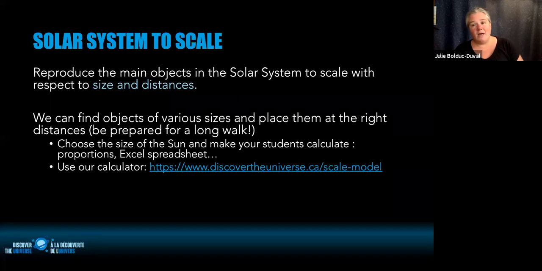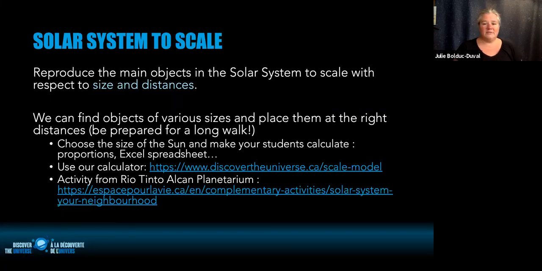If you don't want to do the math, we have a calculator on our website, which I'll show you in a minute, where you just enter the size of the sun and it makes the calculations. And there's an activity from the planetarium. This is the planetarium in Montreal, where they have made the calculations, and I don't remember the size of the sun exactly. I believe it's like a basketball, but then the Kuiper belt of Pluto would be about 1 kilometer away. So that's in your neighborhood. You can walk that distance.